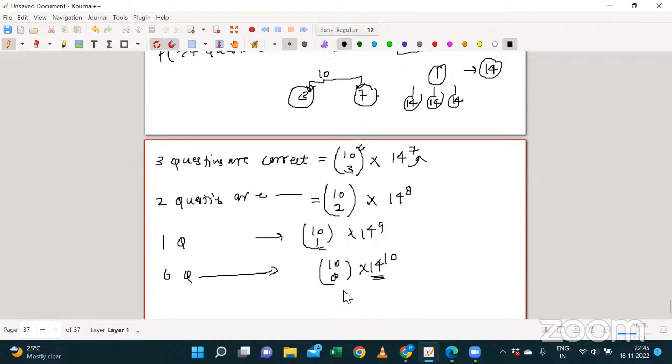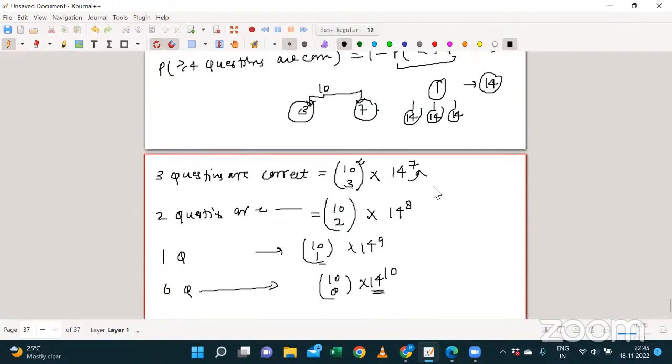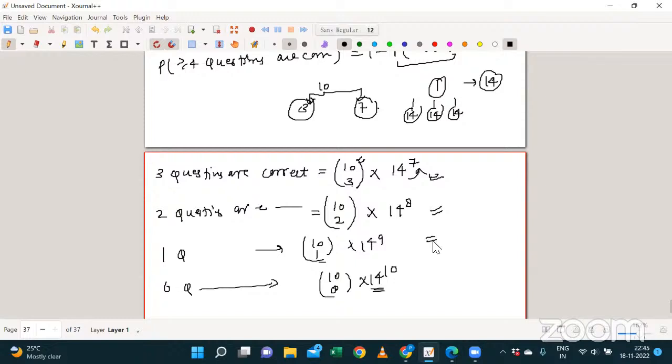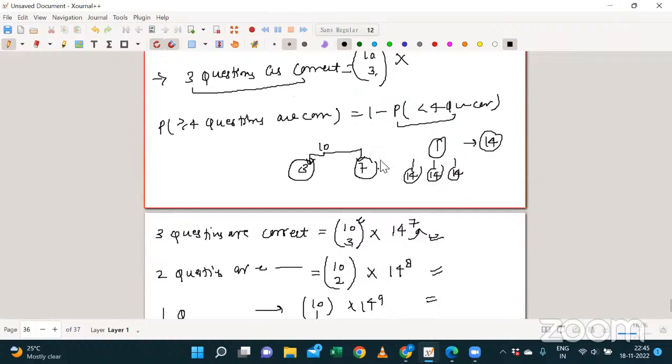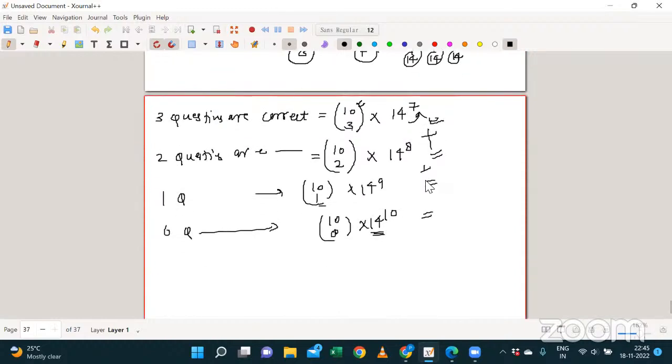So I have to add all these cases for 3, 2, 1 and 0, and subtract the sum from 1. Be careful, you have to add these things. Since it is probability, you have to divide the total number of cases by 50 raised to power 10.